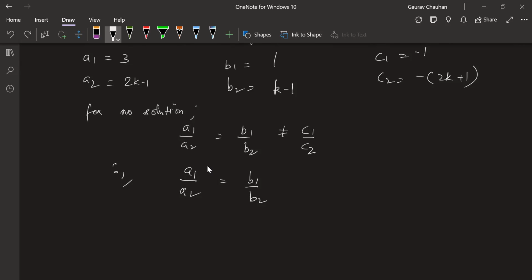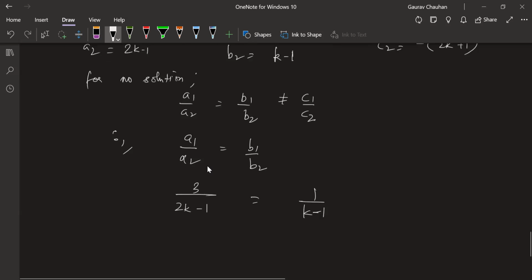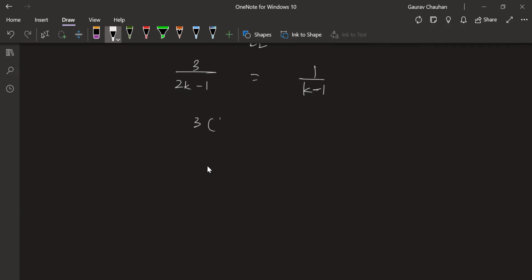I'll show you, there is a question type which will help, in which that will also come to use. I'll show that. But here I have 3 by 2k minus 1 is equal to 1 by k plus k minus 1. Okay with that? That is 3 into k minus 1 is equal to 2k minus 1. That is 3k minus 3 is equal to 2k minus 1.